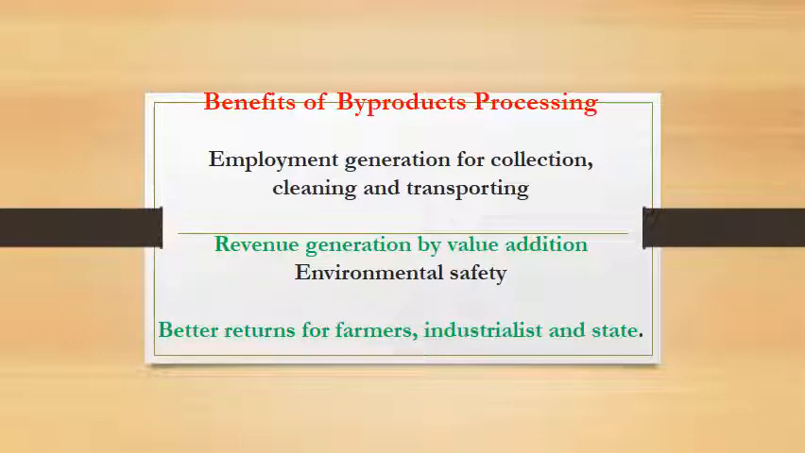And by proper collection and utilization, we can prevent environmental pollution. Normally many byproducts are not properly used; they are dumped, which causes decomposition, pollution and health hazards, so that can be avoided. And finally, it can give a better return for the farmers and also those in the meat industry, and ultimately it is an economic benefit for the country. So this is a highly beneficial scope for proper utilization of animal byproducts.